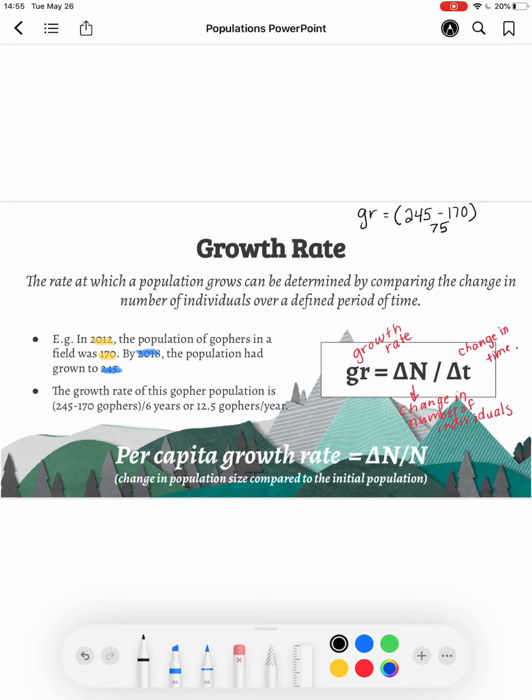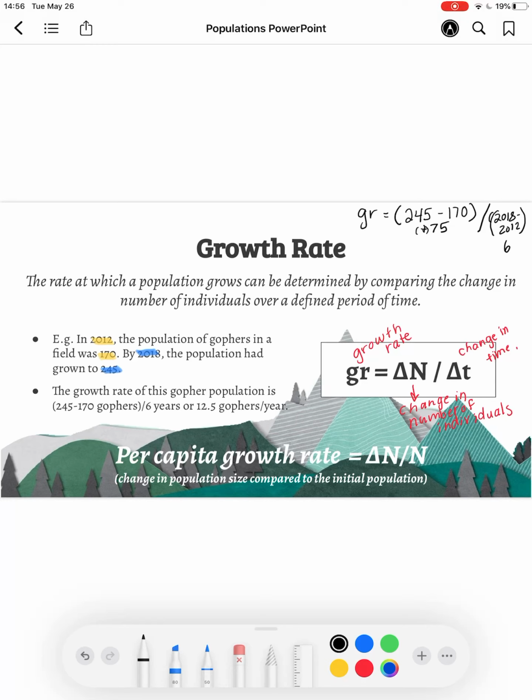Okay, so for our delta N, or a change in our population, it grew by plus 75. And then we need to divide it by our change in time. So if we look at our years, we ended in 2018, started in 2012. If we minus those two, we can figure out how many years as well. So 2018 minus 2012, that'll tell us how many years it was. If we do that math, the answer is 6.